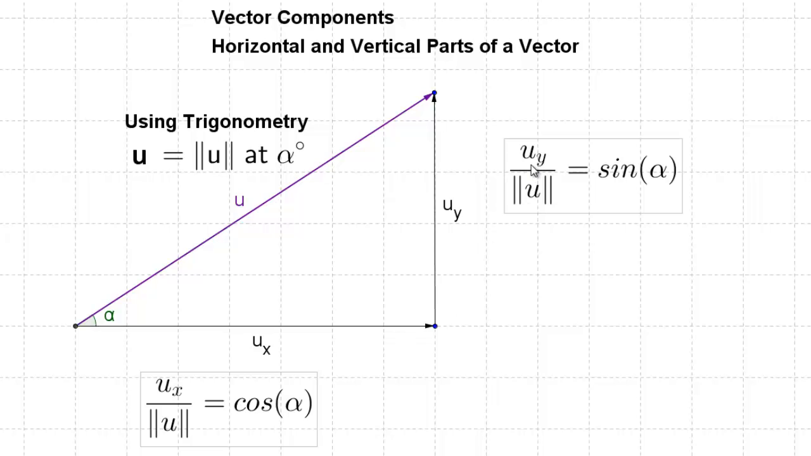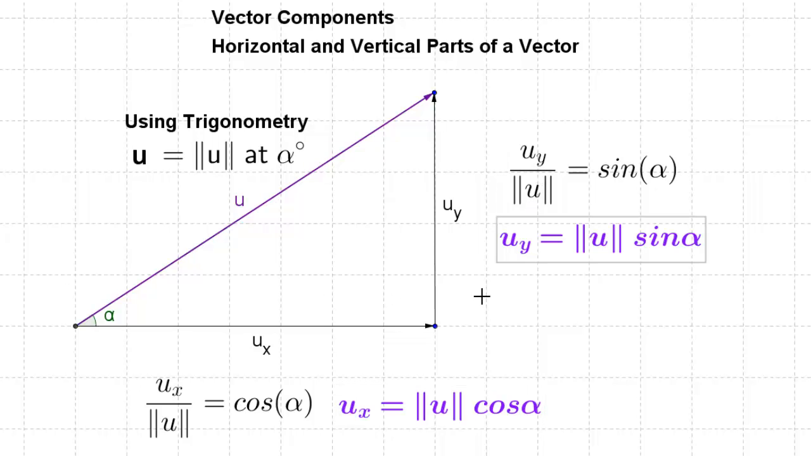We don't know uy and ux, so what we're going to do is multiply both sides in each equation by the magnitude of u to get ux or uy by themselves. And when we do that, we come up with the formulas for the horizontal and vertical components of any vector where we know the magnitude and the direction already. And that's actually more common than the previous example that we used.